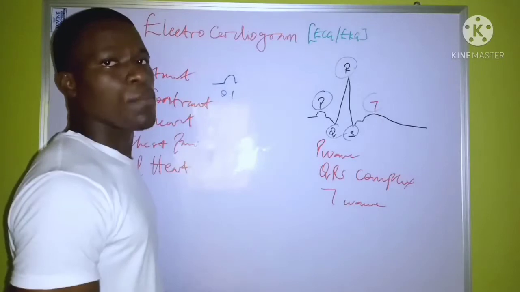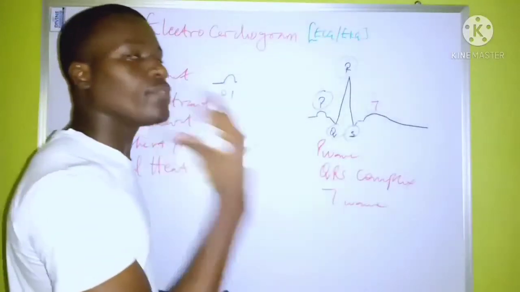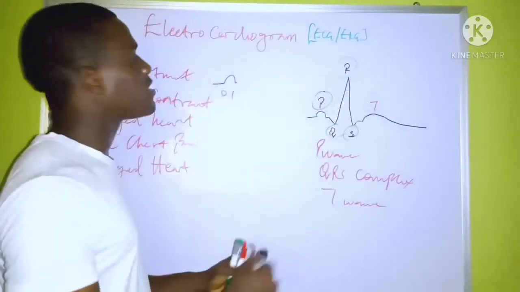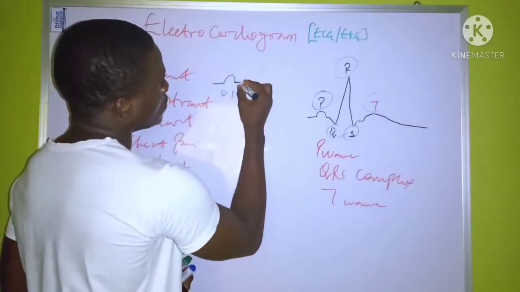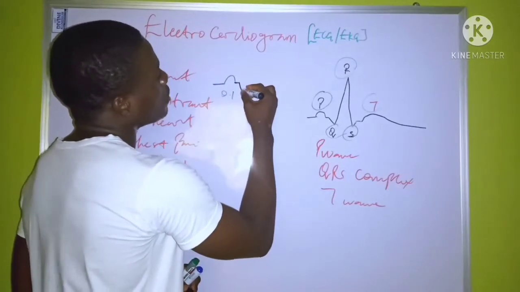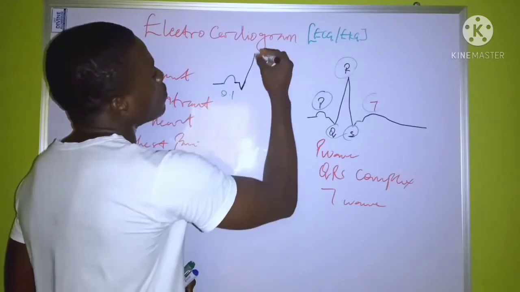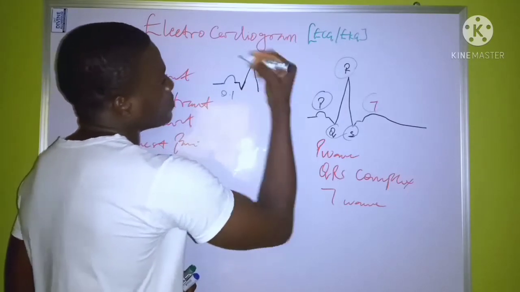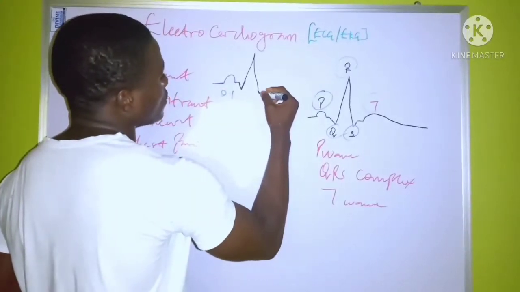The QRS complex simply represents what? The contraction of the ventricles, that is the left and the right ventricles. It first of all moves downward, then goes upward, forming an upright triangle this way, and comes downward again, ends downward. This is the QRS complex.